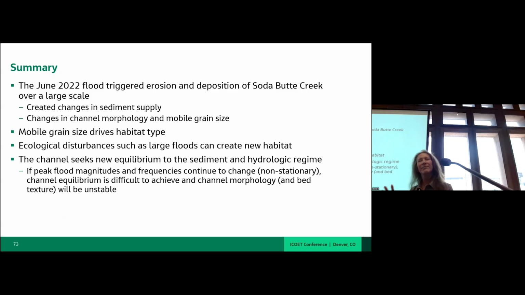So it's a good news story in the short term. We have a lot of fresh habitat that's been created in places that were stagnant and inhospitable, but under non-stationary conditions, it may become too much and they may occur too often. That's all I've got.